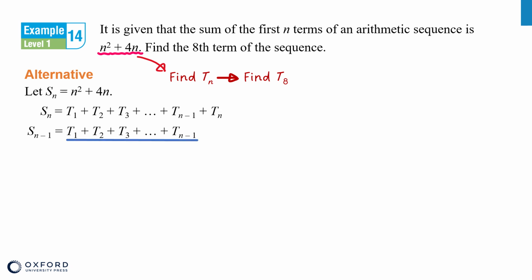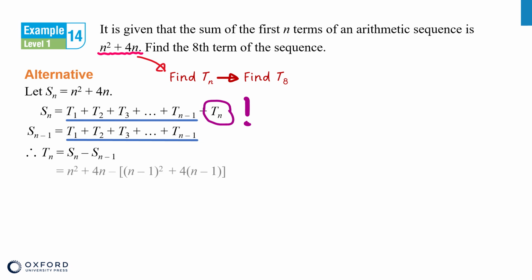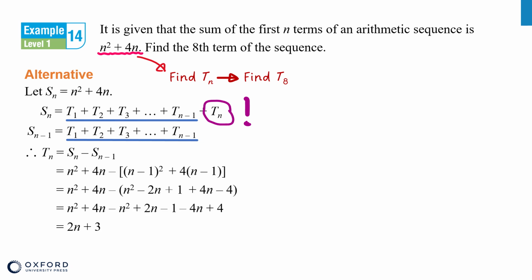Subtracting Sn minus 1 from Sn, the difference will be Tn, which is what we want to find. Putting the summation formula into the equation, we get this. Simplifying it, the general term is equal to 2n plus 3. Therefore, the eighth term of the sequence is 2 times 8 plus 3. That is 19. So this is a way to get the same result by finding the general term first. That's it.